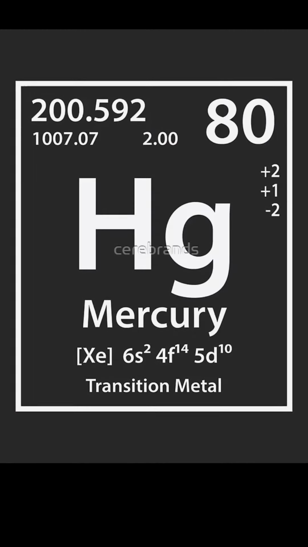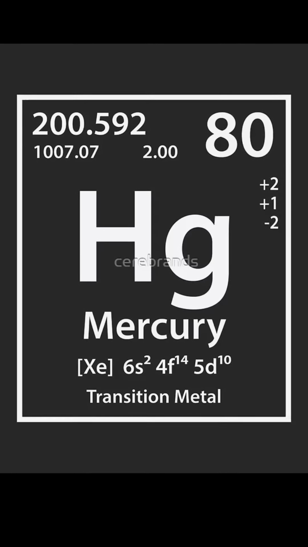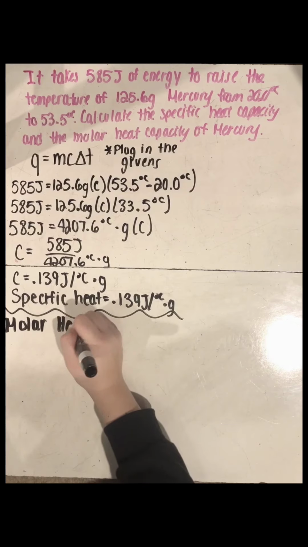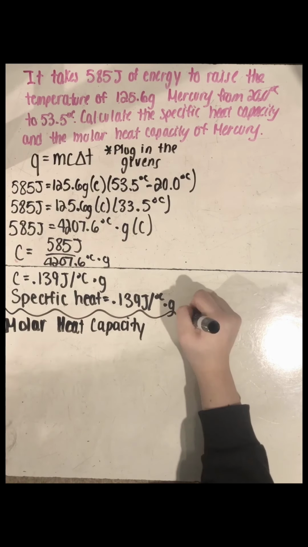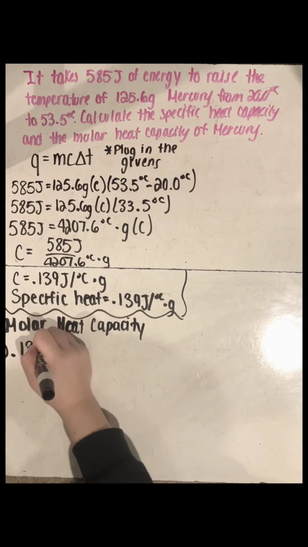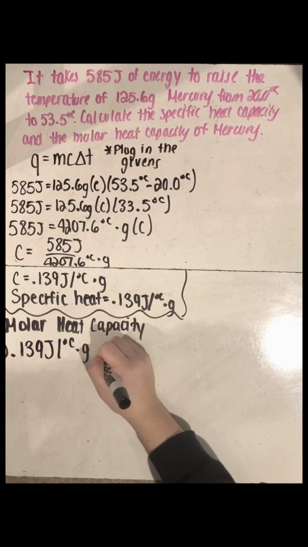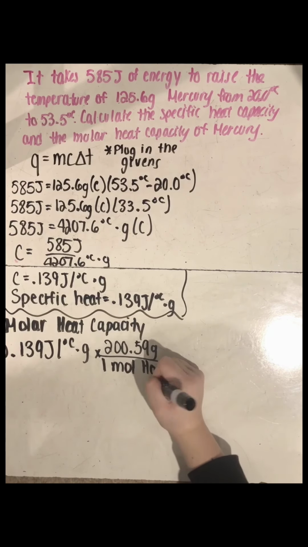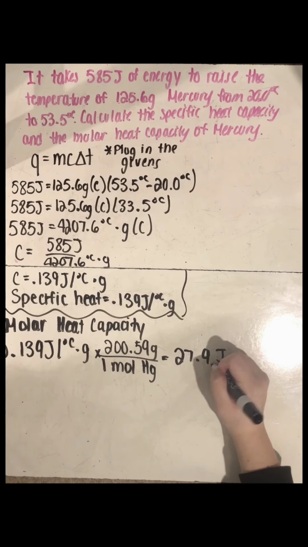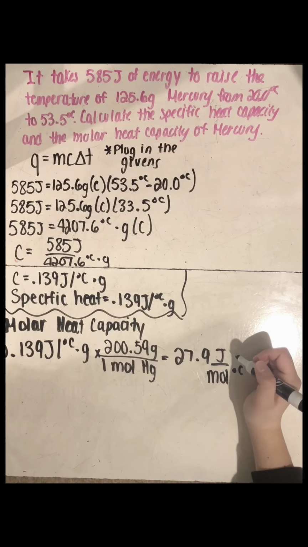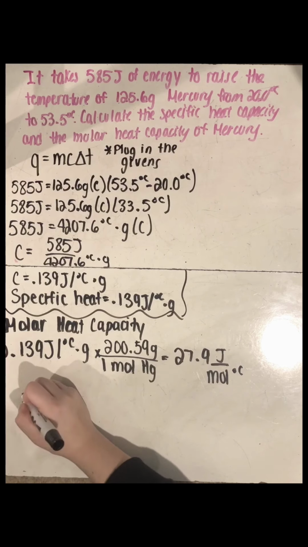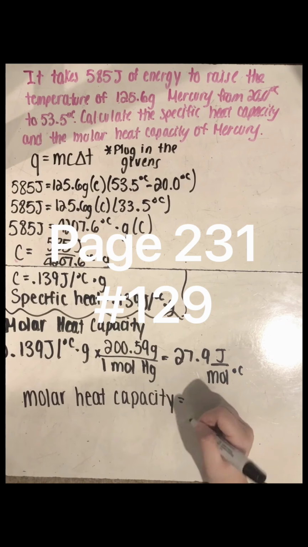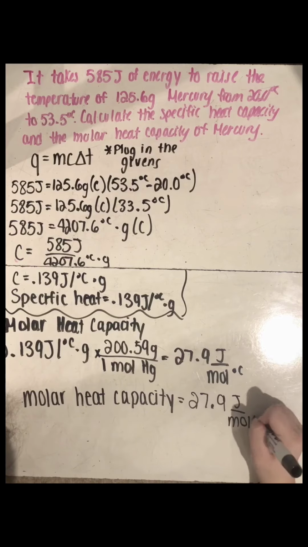To find the molar mass, all you have to do is look at the periodic table since mercury is acting alone. Since mercury is not combined with anything, to find the molar heat capacity, all you have to do is take the specific heat, 0.139, multiply it by its molar mass, 200.59 over 1 mole, which is equal to 27.9 joules per mole degrees Celsius. So your final answer will be 27.9 joules per mole degrees Celsius because of the three significant figures.